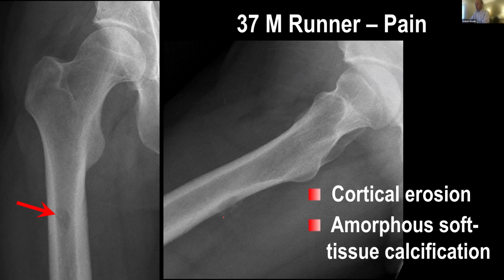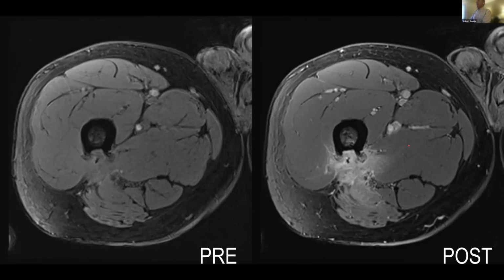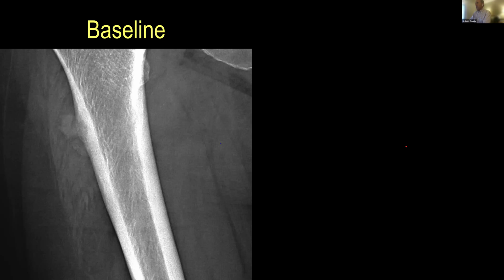That calcification can be more conspicuous sometimes than others, but here's a companion case with an erosion in the cortex and some calcification in a 37-year-old runner. And again, on the MRI, it looks a little bit scary, until you realize that it's characteristic in location for something that we see all the time in the shoulder, but also can occur in this location.